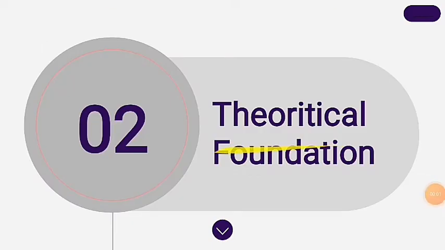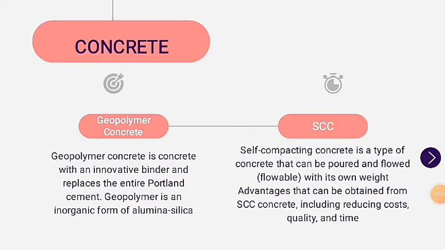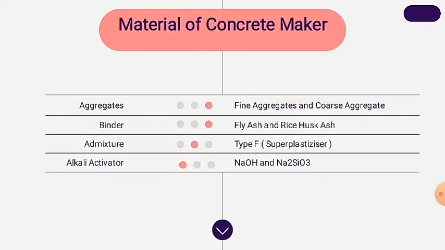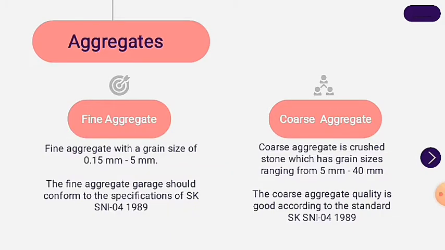Theoretical foundation. Geopolymer concrete is concrete with an innovative binder that replaces the entire Portland cement. SCC is a type of concrete that can be poured and flowed with its own weight. The materials for making concrete are aggregate, binder, admixture, and alkali activator. Aggregate can be divided into two: fine aggregate and coarse aggregate.